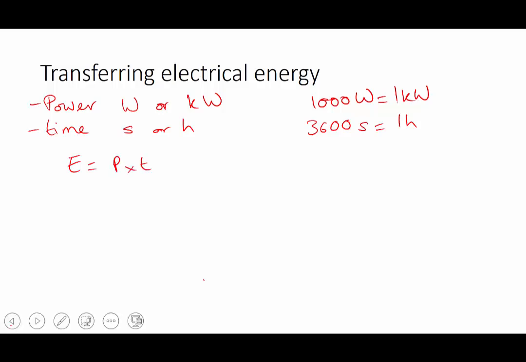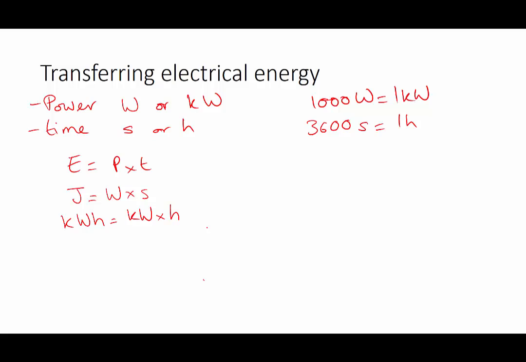We can work it out in terms of joules, in which case we would use watts times seconds, or we can work it out in terms of kilowatt hours, which would be in kilowatts times hours. Okay, it's really important that you make sure you're using the right units and converting the numbers that you've been given into the right units if they're not already in them.